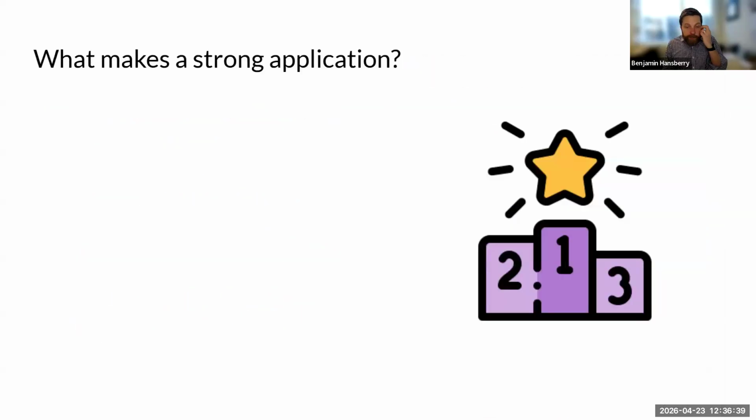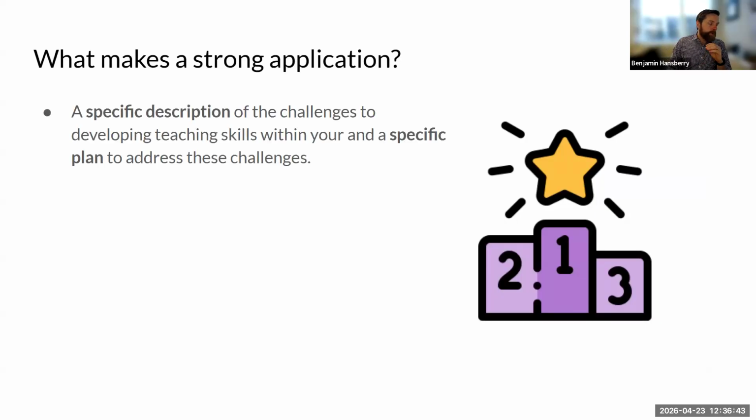I want to say a little bit about what makes for a strong application. So I would say the rubric that the committees use when they're reviewing the applications prioritizes having a specific description of the challenges to develop teaching skills within your department, as well as a specific plan to address those problems. So we found that what we're looking for is a kind of vision that is specific in terms of what someone imagines they'll do as a TDF.